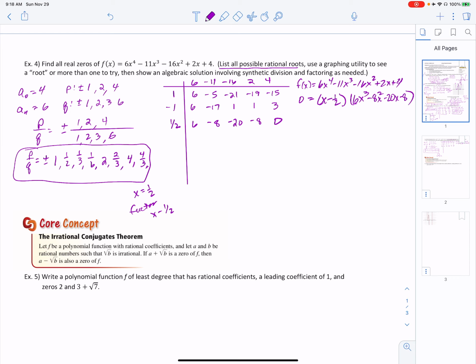And so now we want to basically make this my chart and work with 6, -8, -20, and -8. Actually, I think what I'm going to do is redraw that.